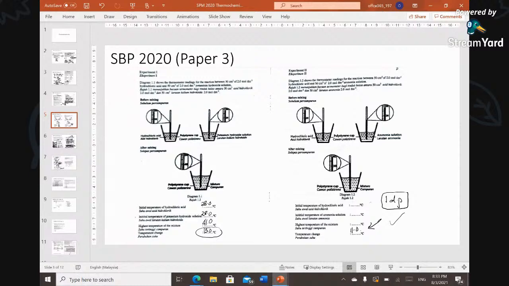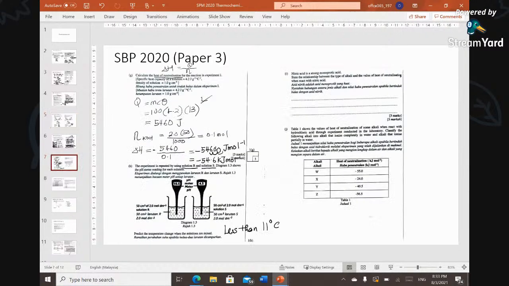So you can predict 10 degrees Celsius. Don't go too low. 10 degrees Celsius, less than 11 degrees Celsius, is good enough. You give a value, an indicator. When you say less, it means less than what? Don't just say lesser. So that is a predicting question.